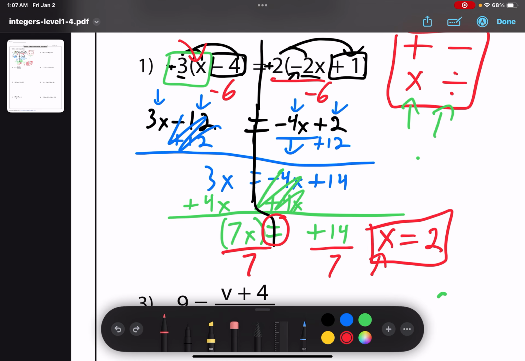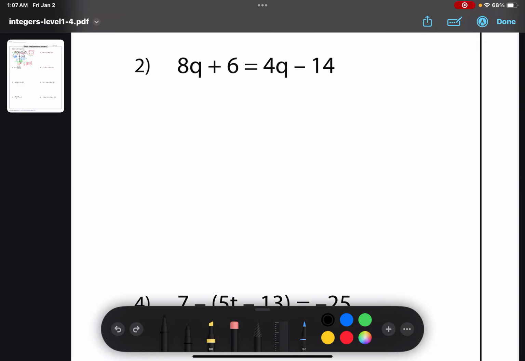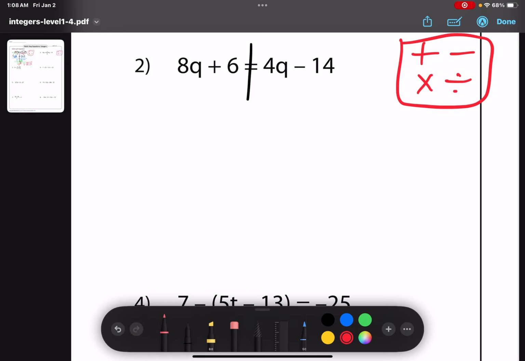It is going to be this here. Oopsie. Okay. Next one. This one's already done for us. It's fairly easy to do. Line in the middle. Just remember, positive, negative, multiplying, dividing. This is the little square you want to keep with you over and over and repeat it.